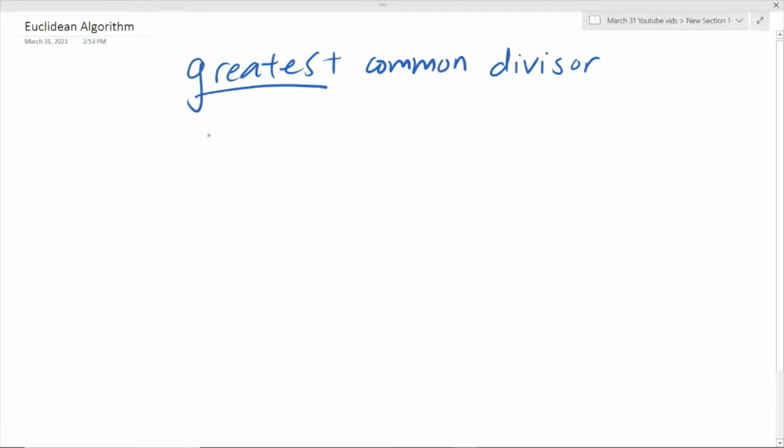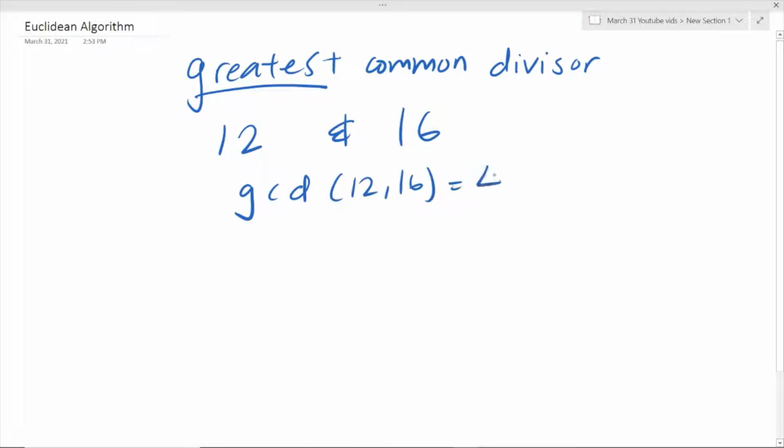So say we have two numbers, 12 and 16. The greatest common divisor, or short form GCD, would be 4, because we know that 3 times 4 gives us 12 and 4 times 4 gives us 16. And 4 is the greatest number that can achieve this.